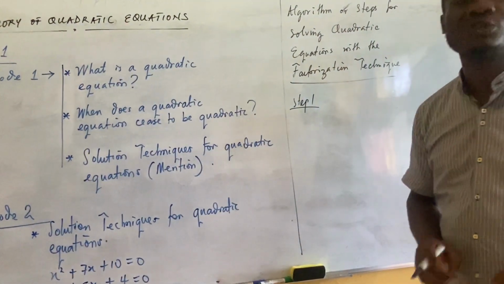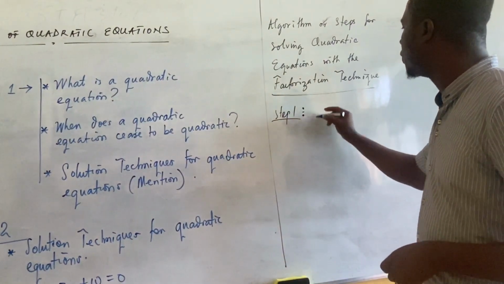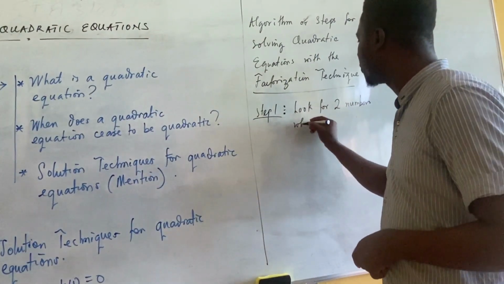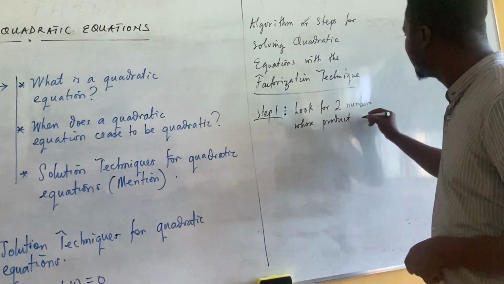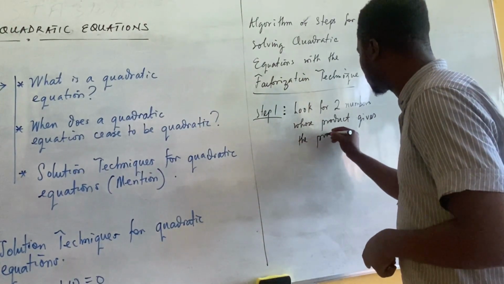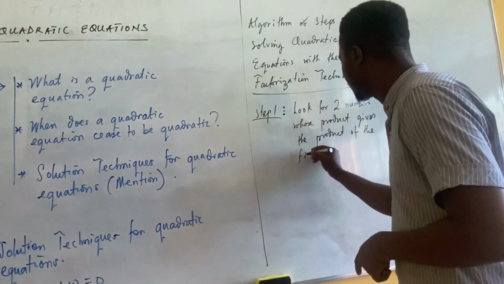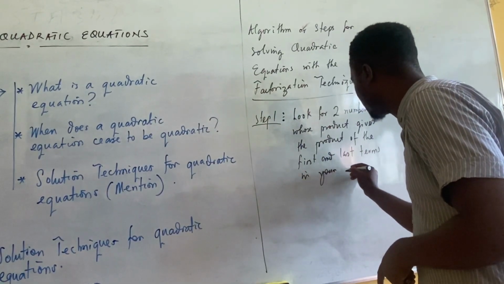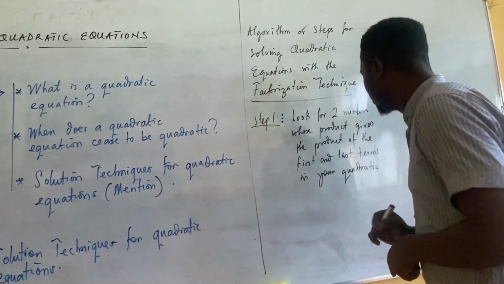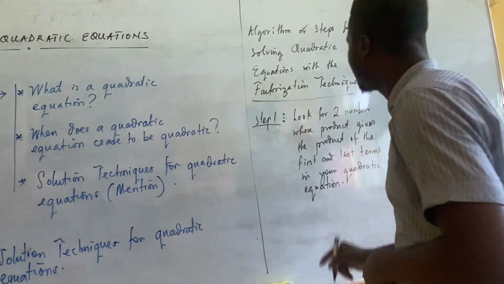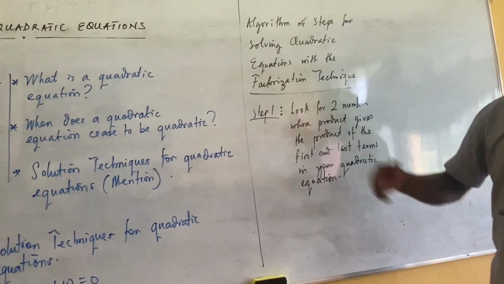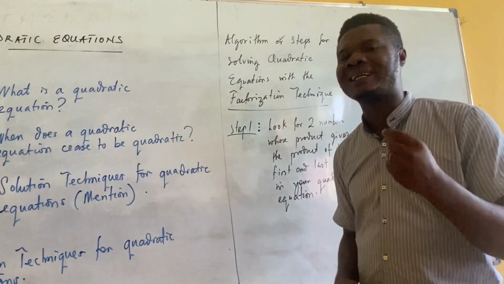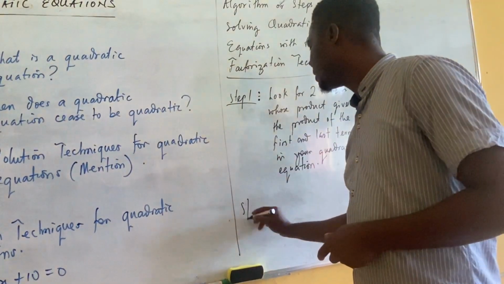If you are to solve a quadratic equation using this technique, step 1 will be to look for two numbers whose product gives the product of the first and last terms in your quadratic equation. So this will be the first step used in this approach for solving the quadratic equation. Again, what is the step all about? It requires that you look for two numbers that will multiply to give you the product of the first and last term. Now, once you can do that, you can move over to step 2.